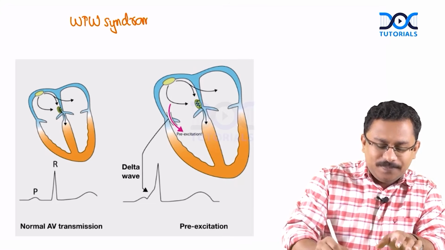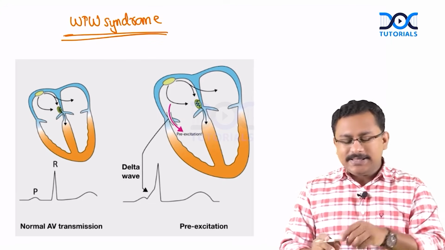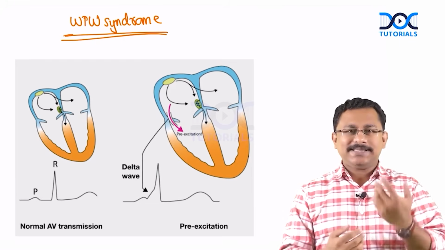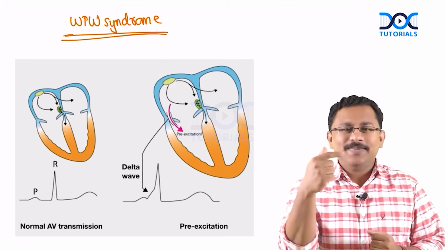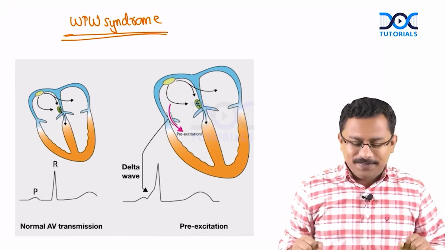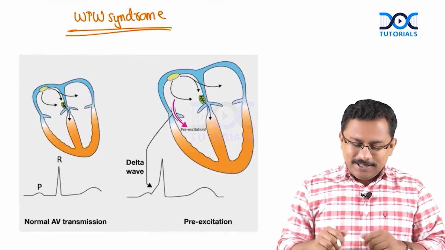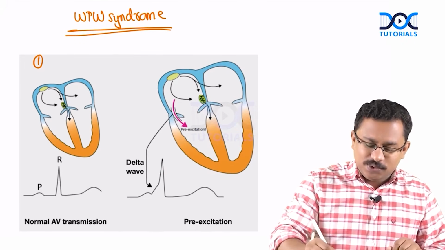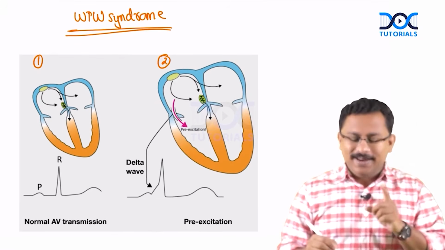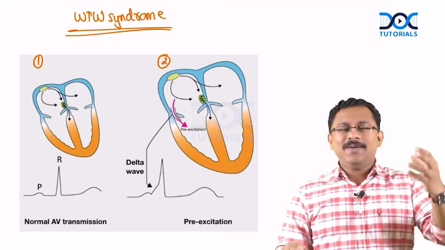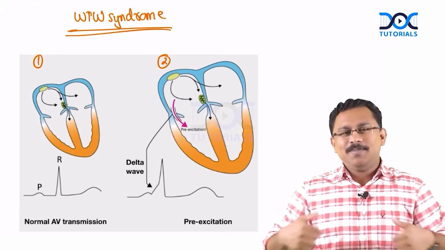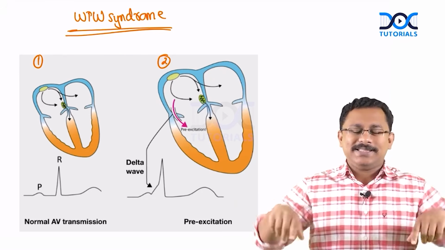Wolff-Parkinson-White syndrome. See, in case of WPW syndrome, I told you this is a pre-excitation. So pre-excitation means the ventricles are getting activated in a premature manner. So let's see what that is. Listen, you have got 2 figures, 1 and 2. One is corresponding to the normal AV transmission. So you know that the impulse from the SA node comes to the AV node, bundle of His, then the bundle branches, the Purkinje system.